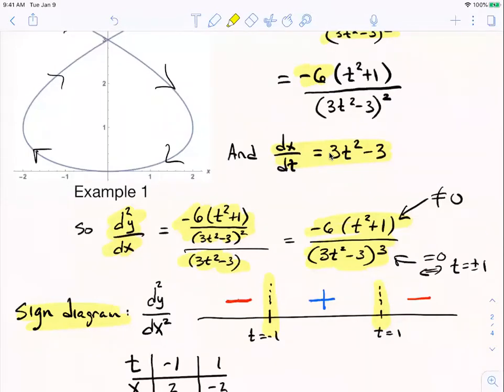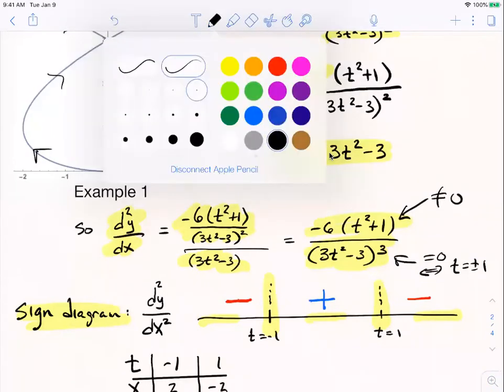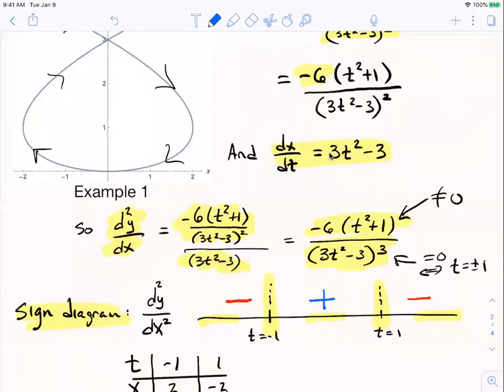Okay? And then what did I do? I picked numbers that are less than minus 1, numbers that are between minus 1 and 1, numbers that are bigger than 1, and I plugged them into the second derivative. And I just recorded where the signs were positive or negative. So I'm going to leave it to you to verify my work here, but I'm claiming that if t is less than minus 1 or bigger than 1, the second derivative is negative. And if it's between minus 1 and 1, then the second derivative is positive. And you guys remember that positive second derivatives mean that's where the function is concave up.